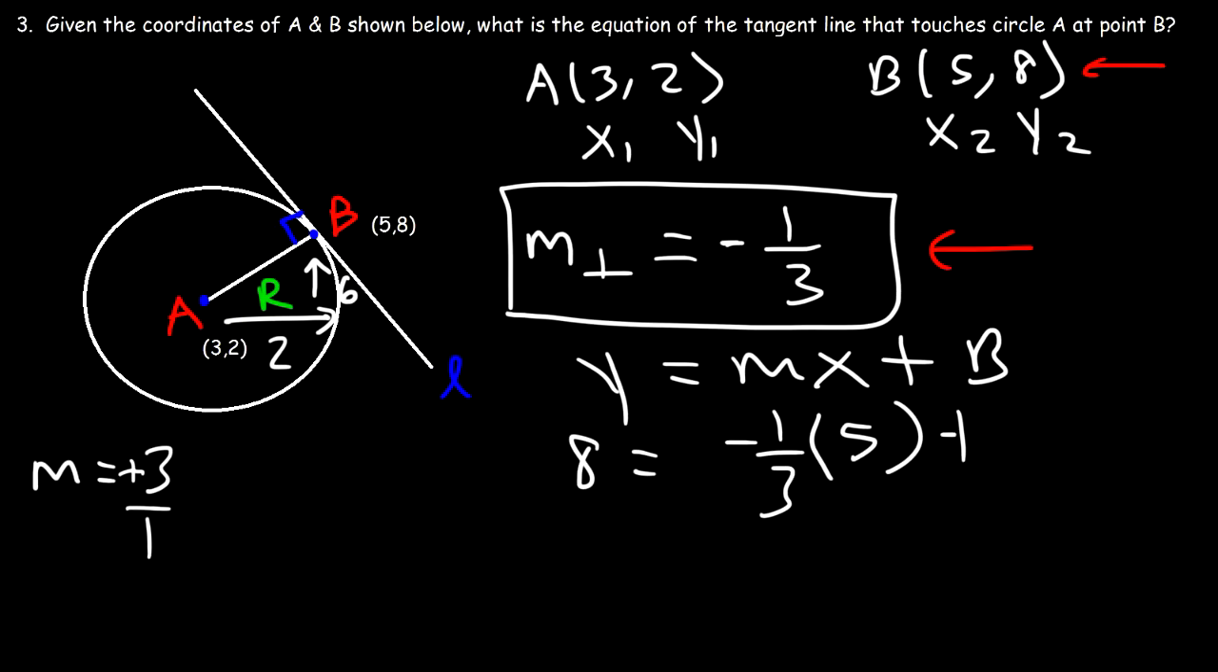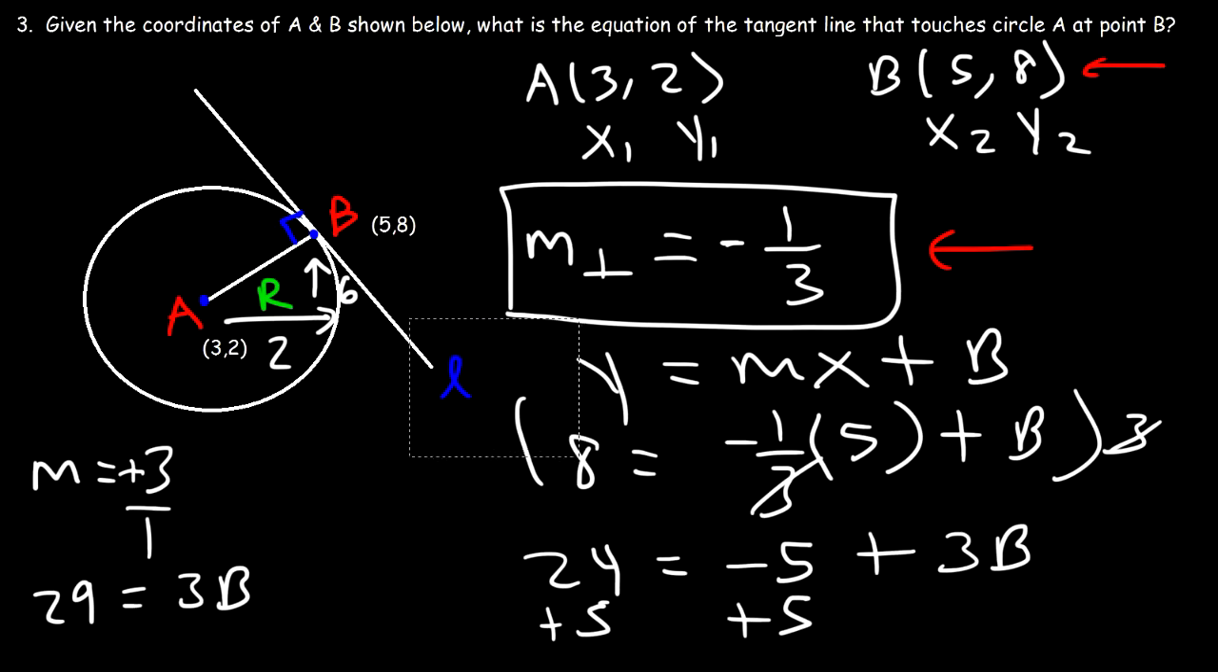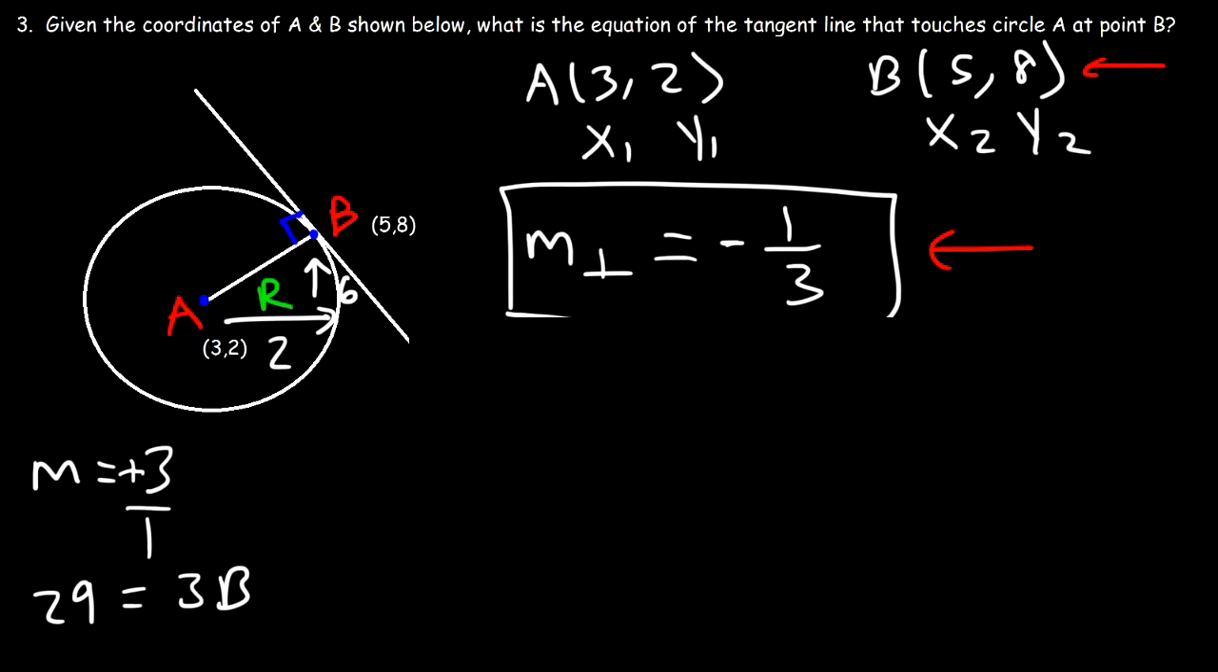Now what I need to do is solve for b. So I'm going to get rid of this fraction by multiplying everything by 3. So 8 times 3 is 24. Negative 1/3 times 3, that's negative 1 times 5, so that's just negative 5. And then 3 times b is 3b. So now let's add 5 to both sides. So 29 is equal to 3b. So now let's divide both sides by 3. So b is 29 over 3.